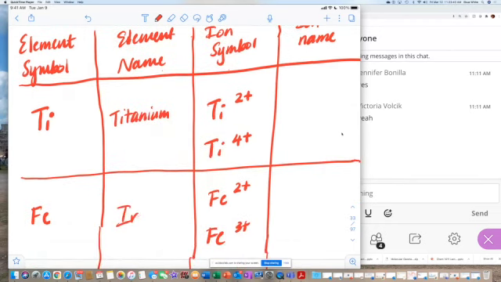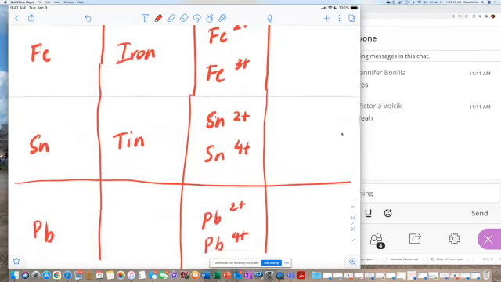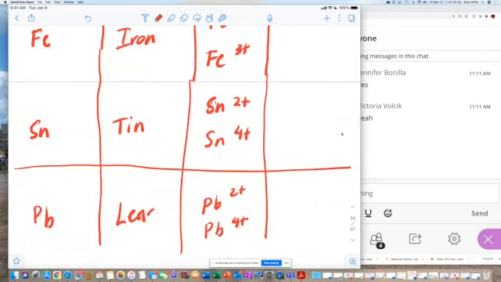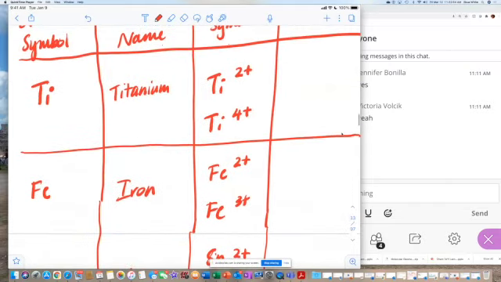This is iron. This is tin. And this is lead. I'll just do 4 for these ones here because it takes up a lot of space. Okay, since you can see each element can produce more than one ion.